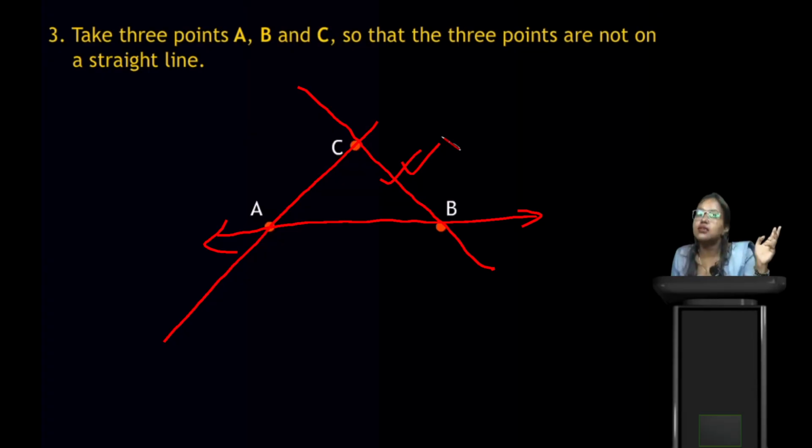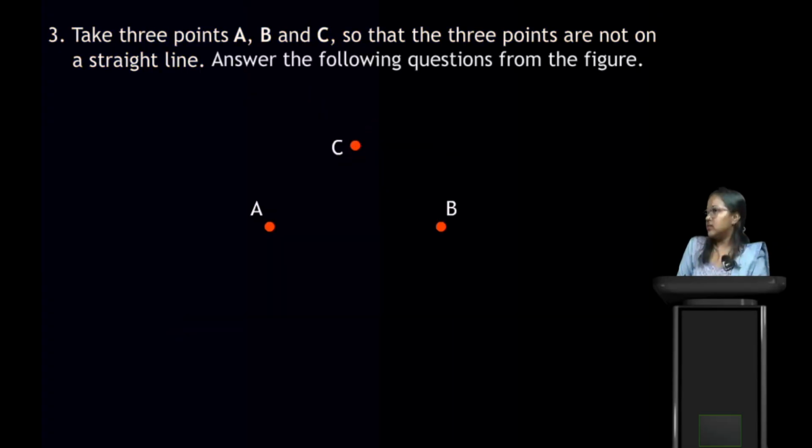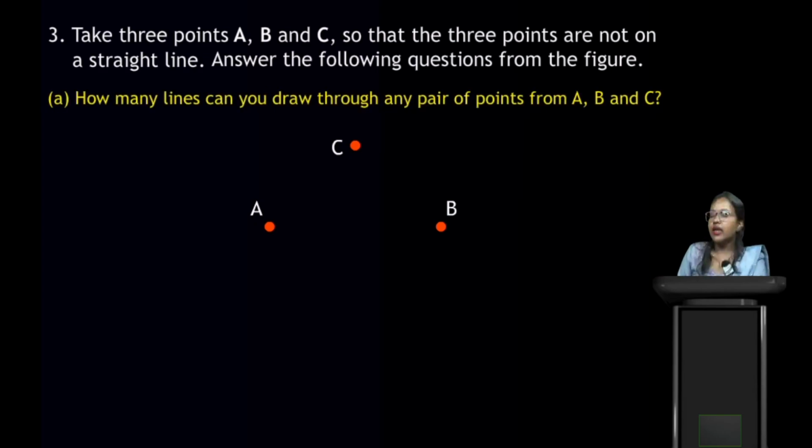These all 3 points are not lying in a single straight line. Only 2 points can be on a single straight line, but all 3 points are not lying in a single straight line. Okay. Now next they are asking you, answer the following questions from the figure. Okay, let's see the questions.